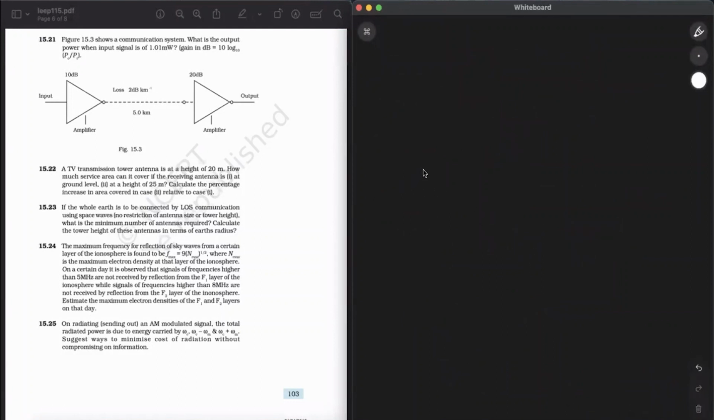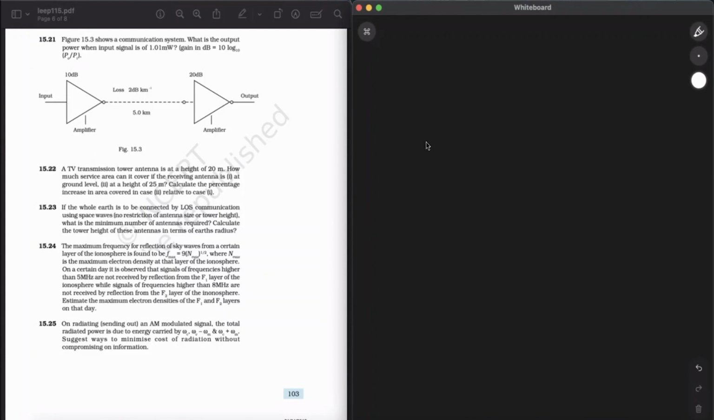Okay, so let's read our next question. A TV transmission tower antenna is at a height of 20 meters. How much surface area can it cover if the receiving antenna is at ground level? That is the part. So we just go on with this first.